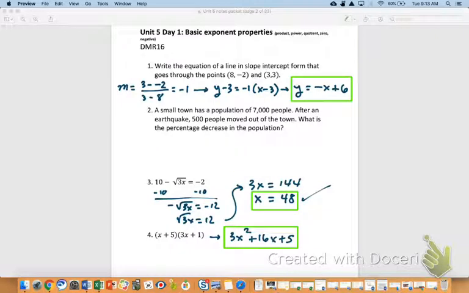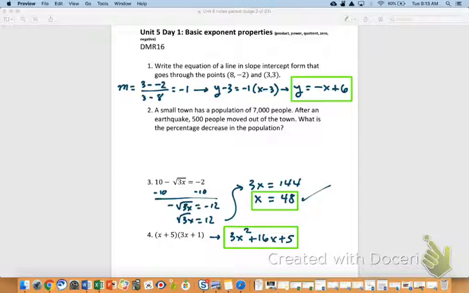Remember that we always try to translate these using keywords like of and is and all that stuff. So this one is certainly a little tougher, right? Because it's not just clearly spelled out, this is written in more of a real world way. The question says, what is the percentage decrease in the population? So my first question is, well, how many people left?